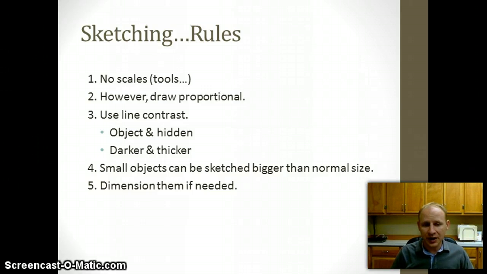We can go ahead and use line contrast, and so we can use object lines and hidden lines. We could also make lines darker or thicker in order to emphasize different parts of what we're trying to sketch out. As I mentioned, you can use scales, and not scales like actually getting out the measuring scales, but you can scale things smaller or bigger to help you see them better as you draw them. So small objects can be sketched bigger than normal size and vice versa.